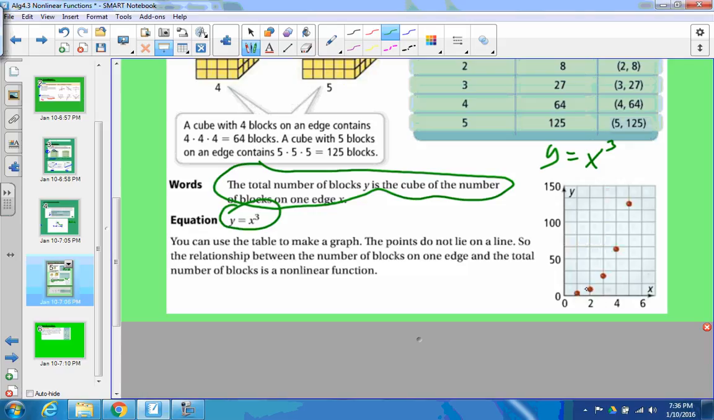But for 1, you're at 1, so it's really low. 2, you're at 8. 3, you're already up to 27, so it's way up here. 4, then you're up to 64, and 5 all the way up to there. So if you connect the dots, and I don't know that it'll ever touch the bottom, but it's a curve. So this one is non-linear.